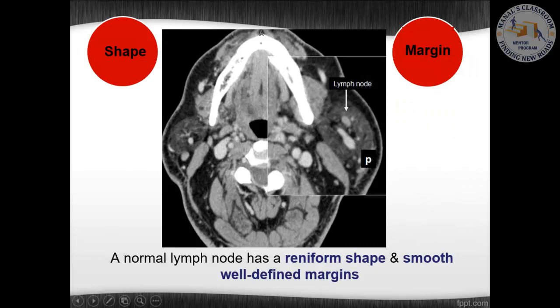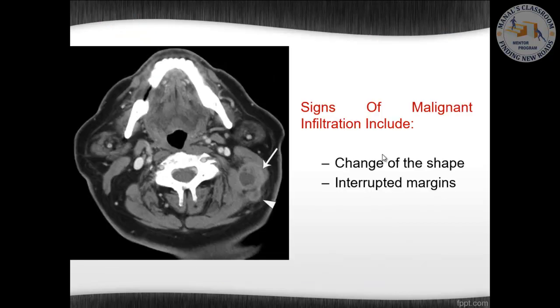So the next is the assessment of the margin and the shape. So we go first for the size, morphology, and then margin and shape. A normal lymph node has a reniform shape and smooth, well-defined margins, like this one. So we have to check for the shape and make sure that the margins are clear, because the signs of malignant infiltration are one of two: change of the shape and interrupted margins.